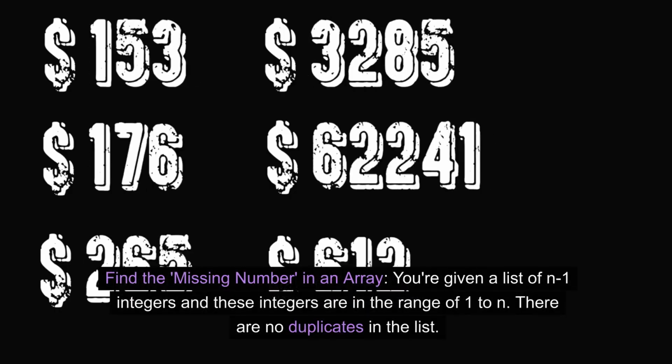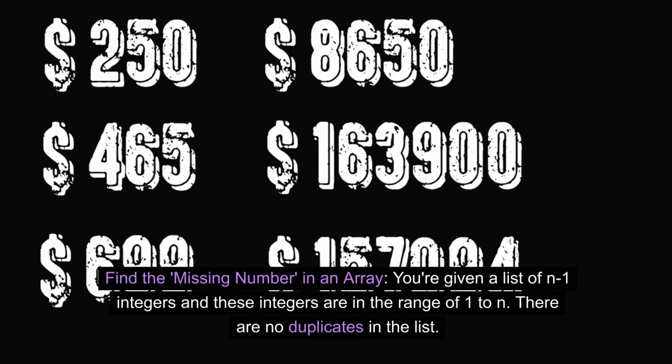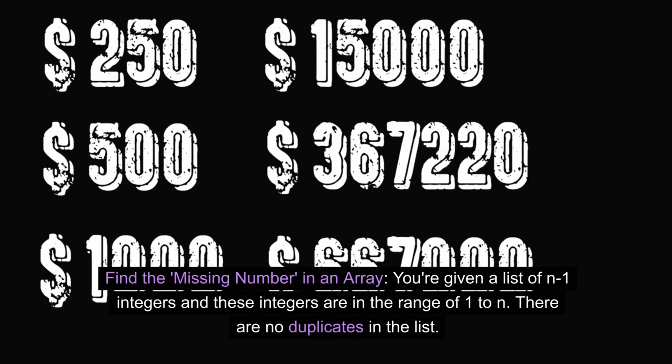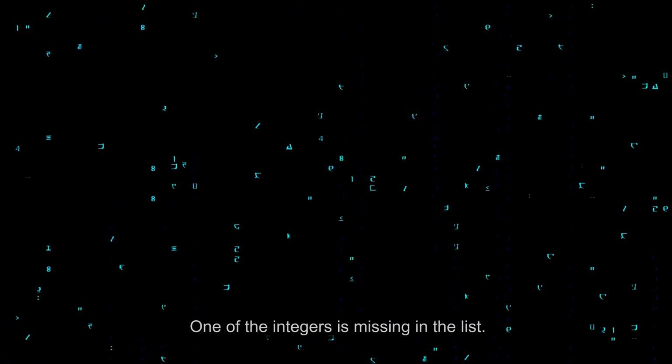Find the missing number in an array. You're given a list of n-1 integers, and these integers are in the range of 1 to n. There are no duplicates in the list. One of the integers is missing in the list. How do you find it?